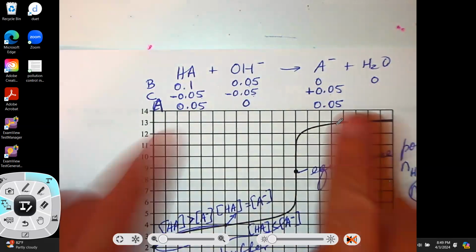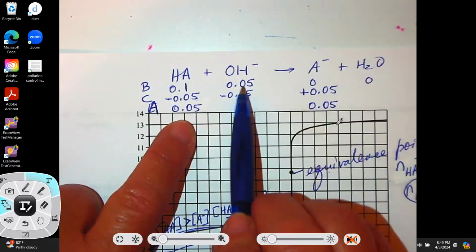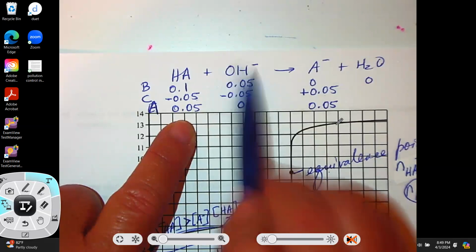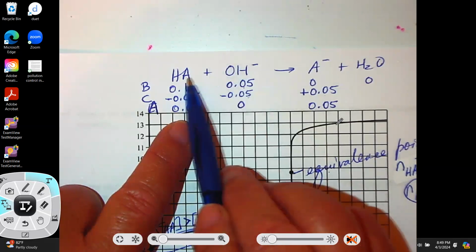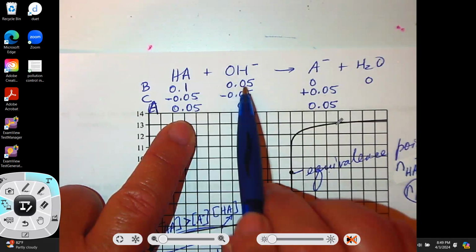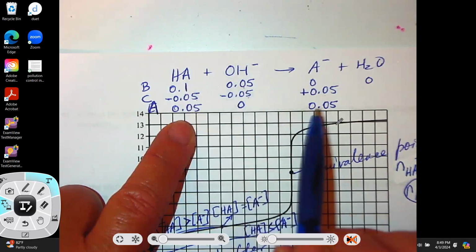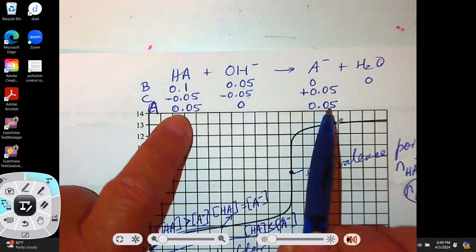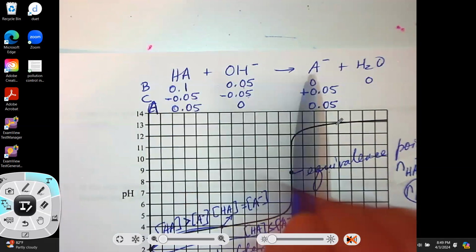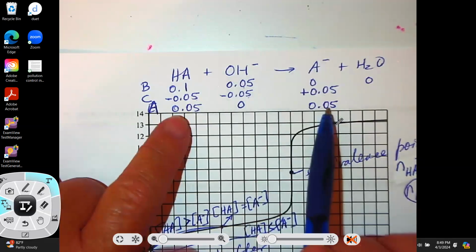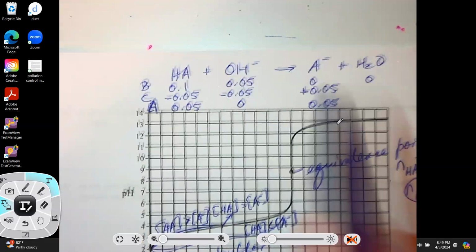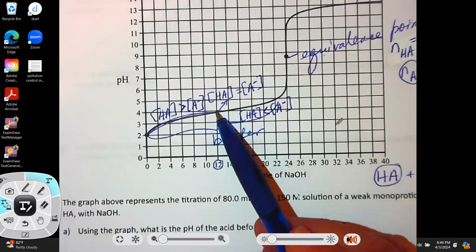So as you can see, as long as you add half the moles of the strong base as the moles of acid that you have, you're going to end up with the same number of moles of your weak acid and your conjugate base. So that point is what we call the half equivalence point.